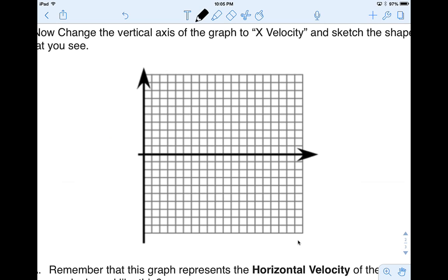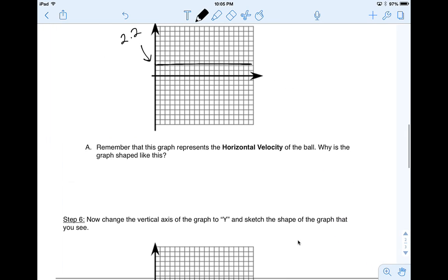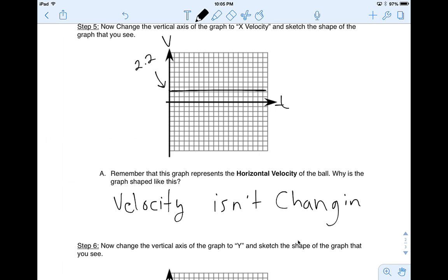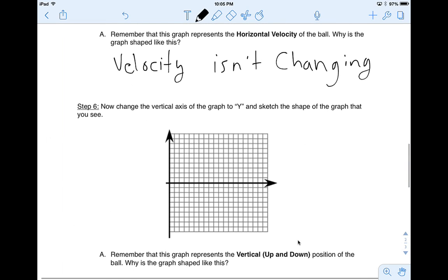If you drew all those dots all over the place, that's perfectly okay. But really, what I want to see is a flat line, and it should be at about 2.2. So why is the graph shaped like this? Velocity, remember this is v versus t. Velocity isn't changing. And if it's not changing, it's going to be flat, and we're going to see it right at that 2.2.